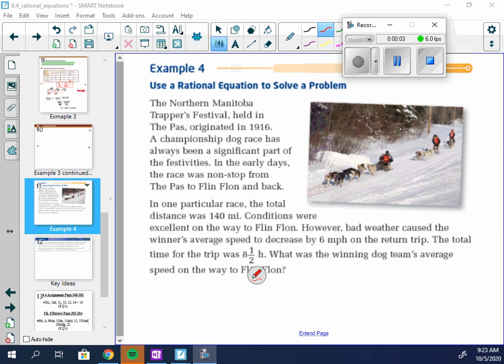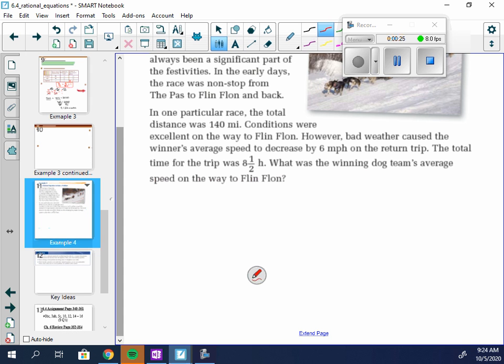Okay, example 4. The Northern Manitoba Trappers Festival, held in the past, originated in 1916. A championship dog race has always been a significant part of the festivities. In the early days, a race was non-stop from the pass to Flin Flon and then back. In one particular race, the total distance was 140 miles, and conditions were excellent on the way to Flin Flon.